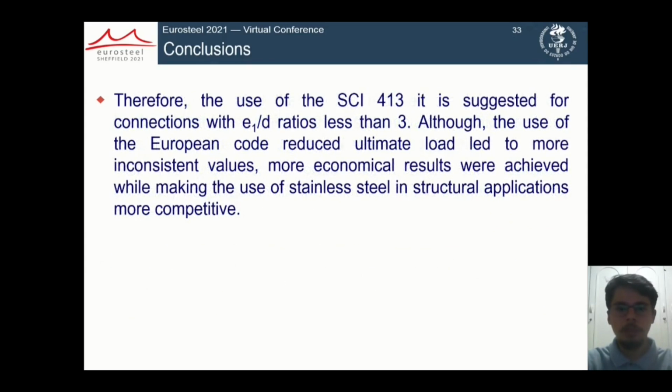Therefore, the use of the manual is suggested for connections with e1 over d ratio less than 3, although the use of the Eurocode reduced ultimate load led to more inconsistent values. More economical results were achieved, making the use of stainless steel in structural applications more competitive.